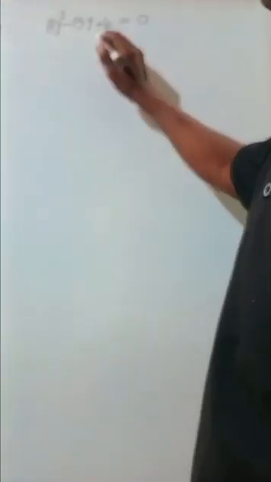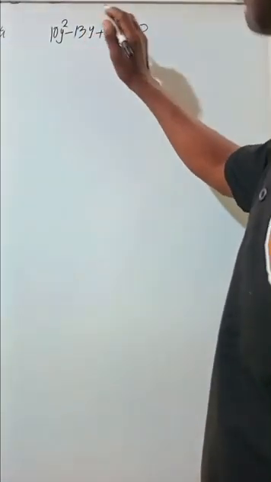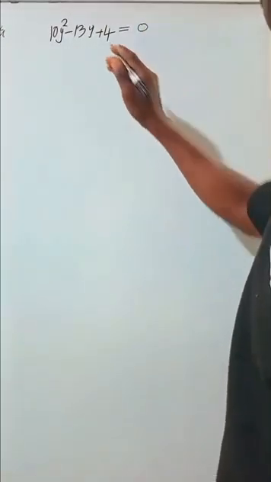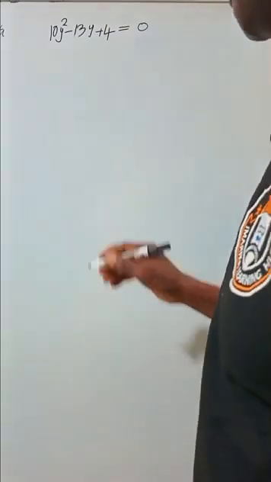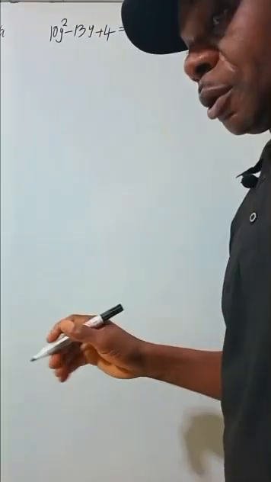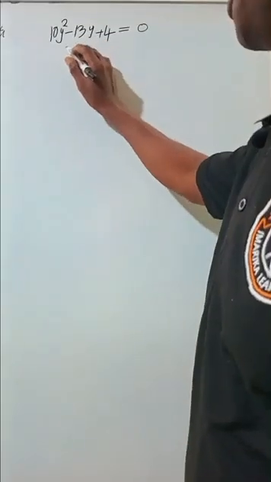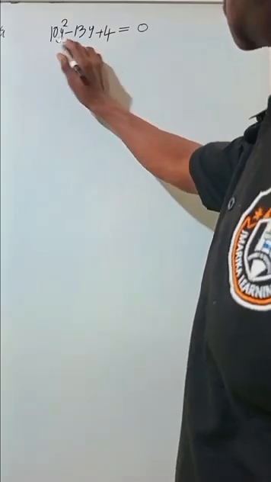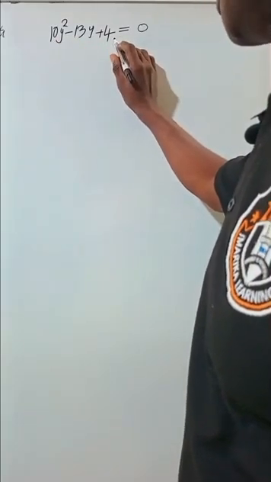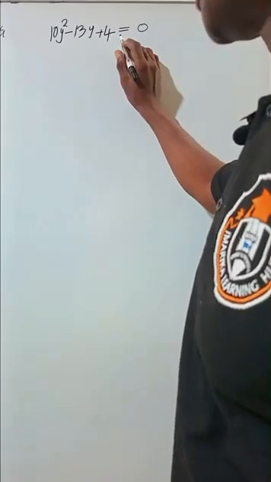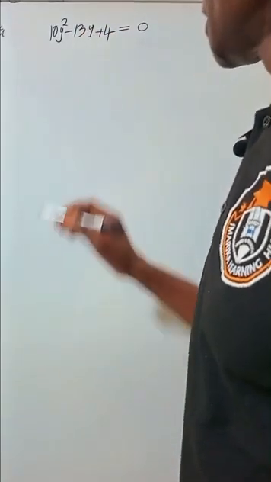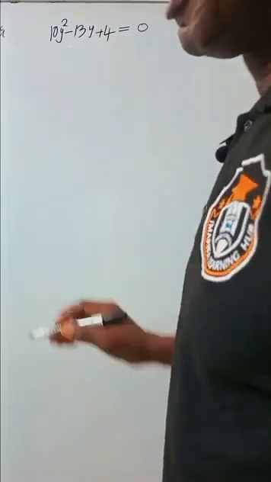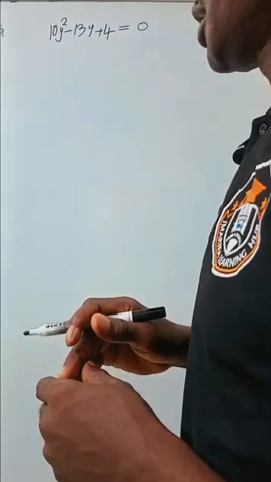We can solve this quadratic equation either by factorization or by the general formula, or you can use a graphical method or whatever method you like. But here, I'm going to use the factorization method, or splitting the middle term. How does it work? We have to look for two numbers which will give us the sum of negative 13 and the product of 10 times 4, that is 40. Since the middle term is negative, we expect both numbers to have the same sign, that is the negative sign.